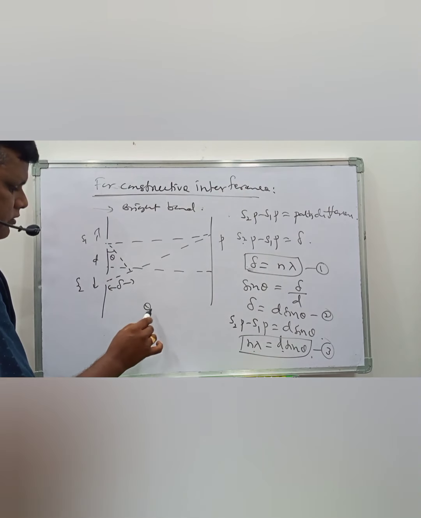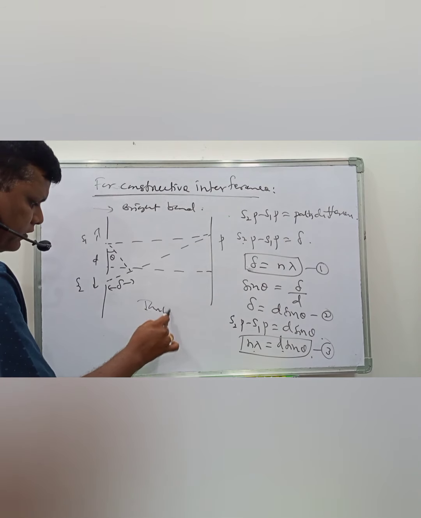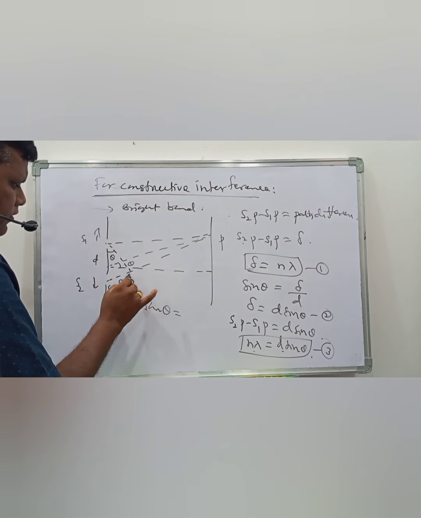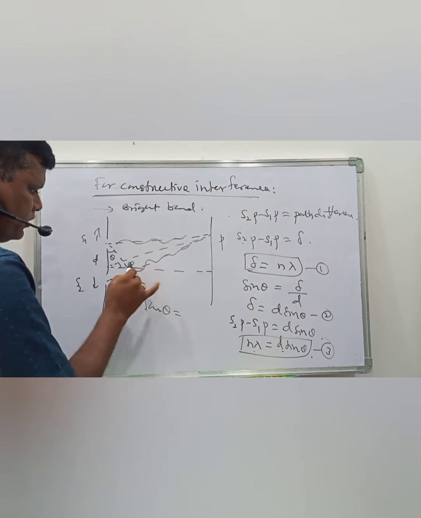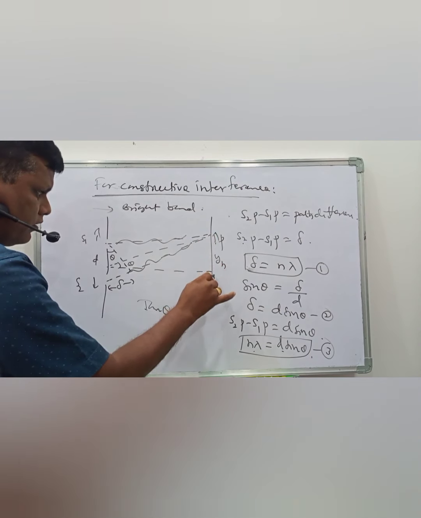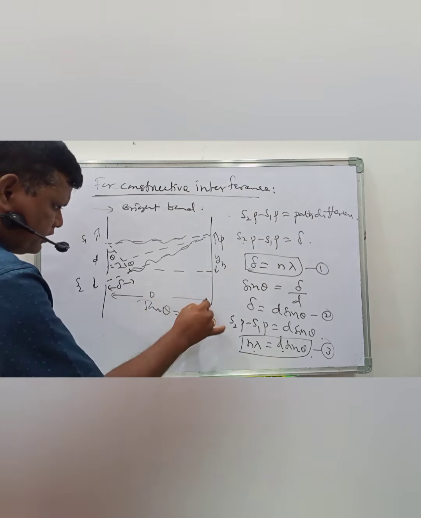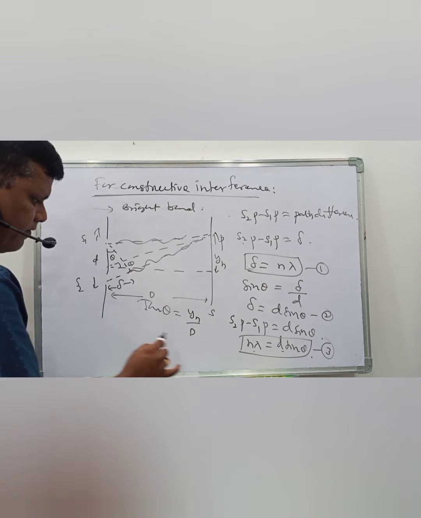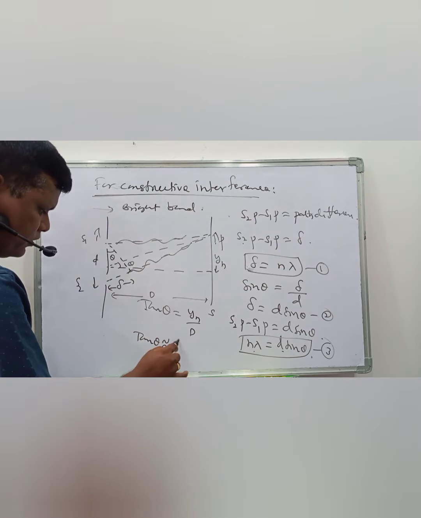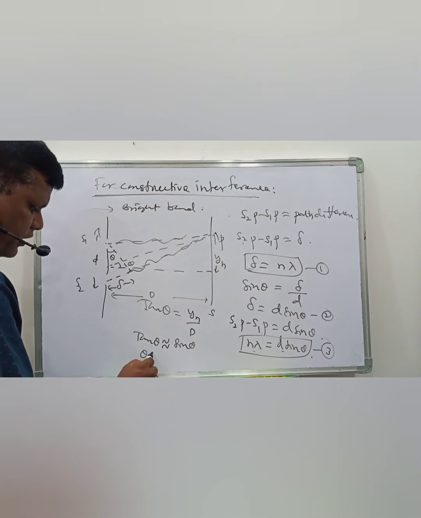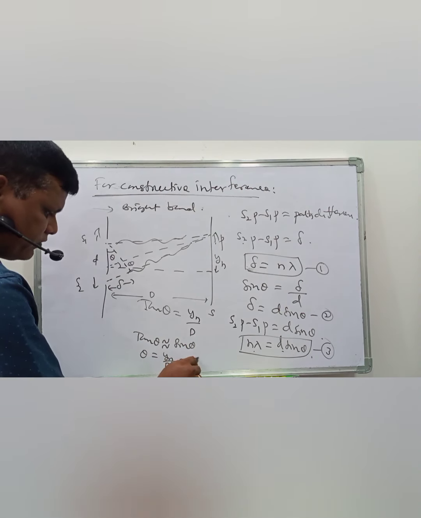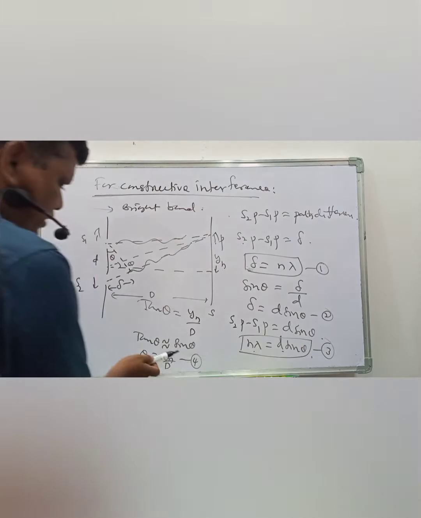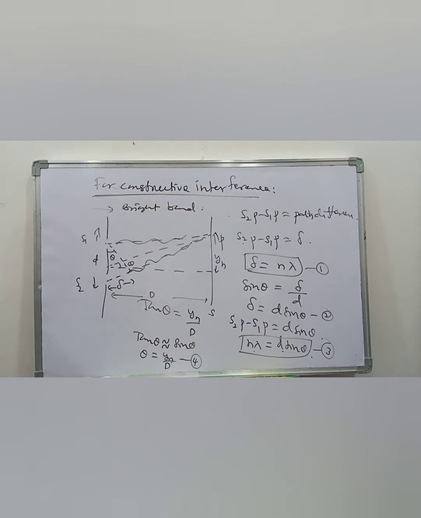Here sine theta we can write in terms of tan theta. Tan theta, this is the theta angle, opposite is yn, and adjacent is D, the distance between the screen and slits. So therefore tan theta is equal to yn by D. Here tan theta is very nearly equal to sine theta. So therefore theta is equal to yn by D. This is equation number 4. Look at equations 3 and 4. Instead of sine theta, you can take theta, that is n lambda is equal to d yn by D.